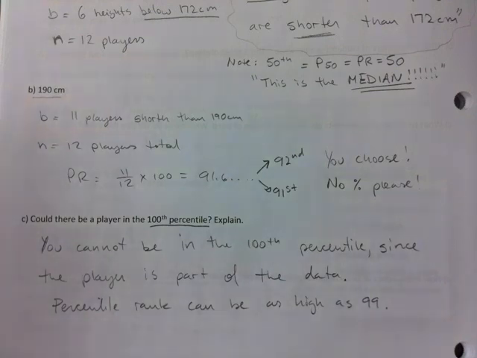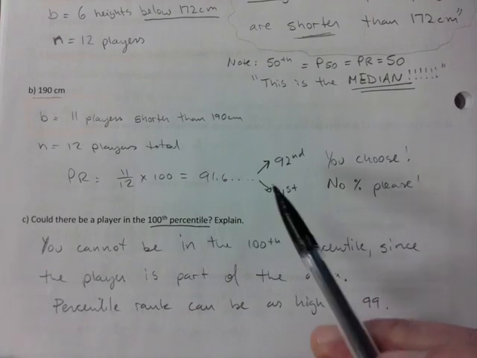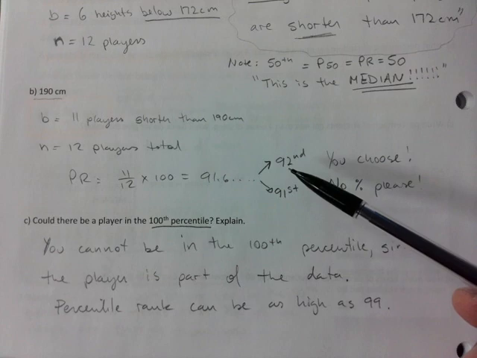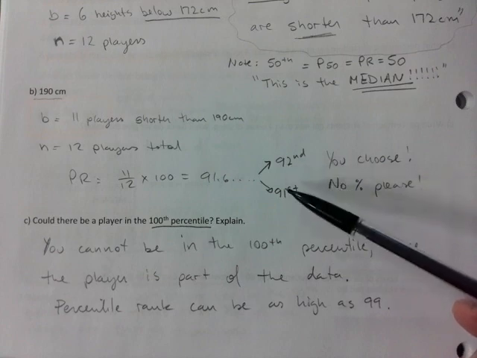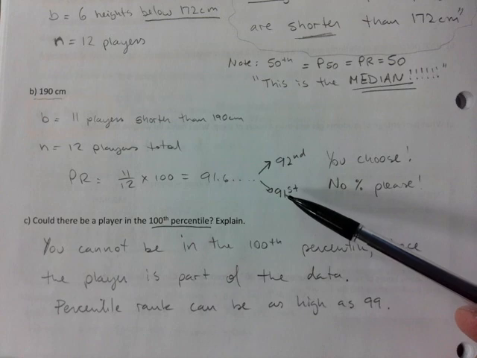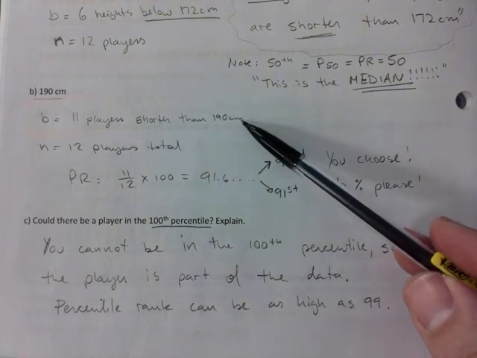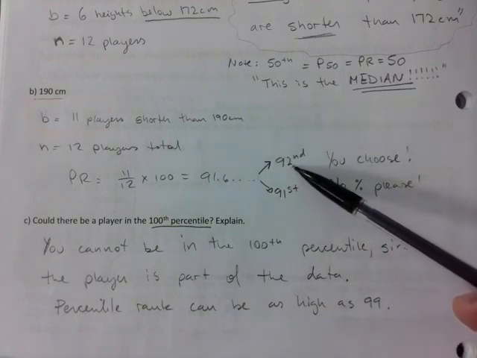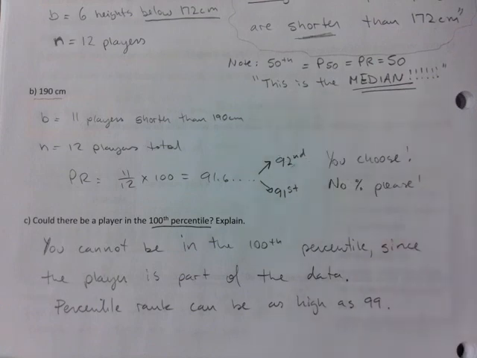Okay. All right. I still need to cover 54. I wanted to do this first though. I didn't explain this one. Sorry, I did not explain this one. But it means, you just gotta be careful. If you pick 91st, then you will say 91% of the players are shorter than 190 centimeters. If you choose to answer 92nd, then you would say 92% of the players are shorter than 190 centimeters. So that's what that means.